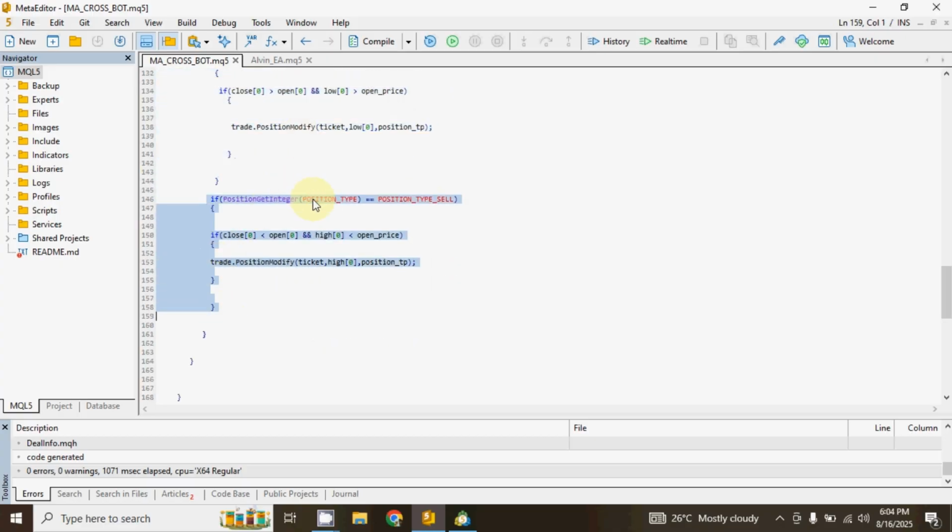So after checking if the current open position is a sell position, the next thing we did was to check if the current bar is a bearish bar and the high price is below the open price of that sell position. Then from there, we modify the position by moving the trailing stop or the stop loss to the high price of that current bearish bar. So now let's go to our MetaTrader 5 and check our strategy tester to see if this condition is working as expected.